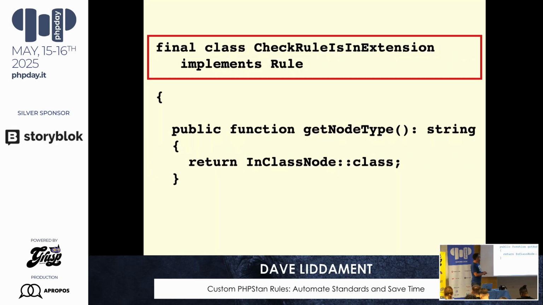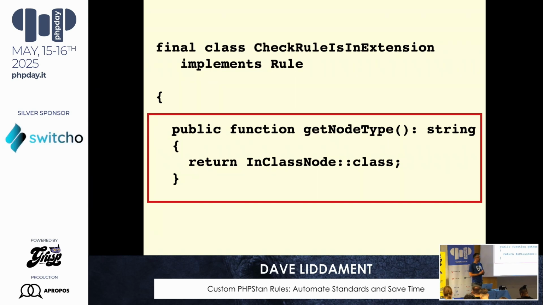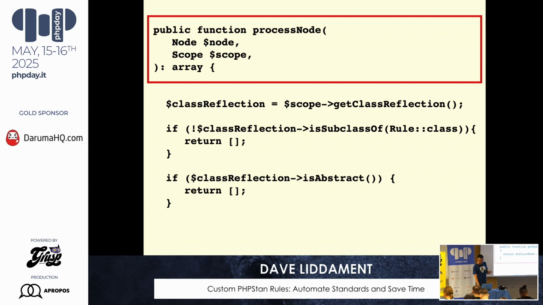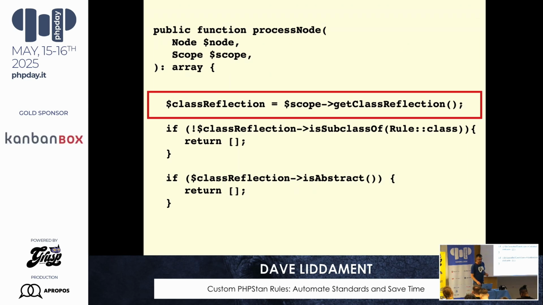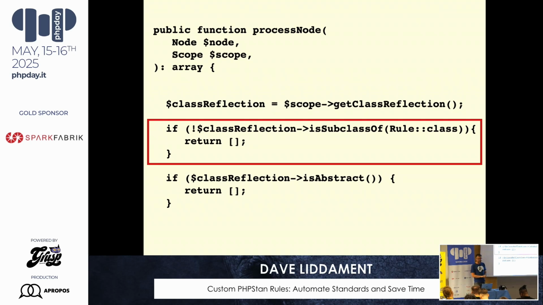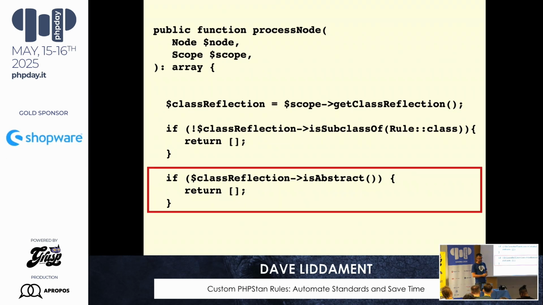So I created a rule, CheckRuleIsInExtension. The thing I'm interested in is a node type called InClassNode. And then in processNode, the first thing I do is go back down to normal class reflection, saying what is the name of the class that I'm in? Then I'm saying, is it a subclass of Rule? And if it isn't, I'll exit because we're not interested in that. And then there might be a few other things we don't care about. For example, if it's an abstract class, then we wouldn't expect that to be in the extension.neon file. So we're going to ignore any abstract classes.